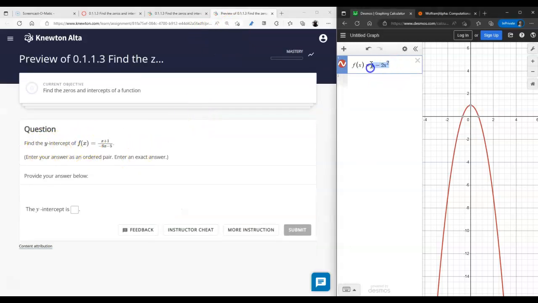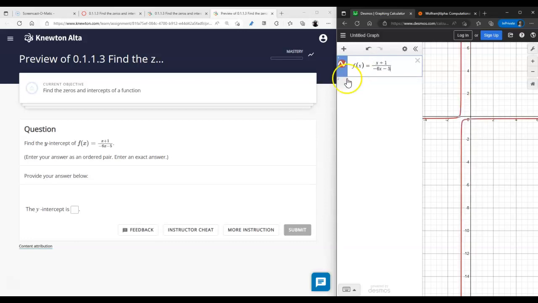Find the y-intercept. Again, I'm not even going to read the task. As soon as I see function, I'm just going to open Desmos and graph it, and then I'll read the task. So negative 6x minus 5. So this is my function. Now let's read the problem. It says find the y-intercept.